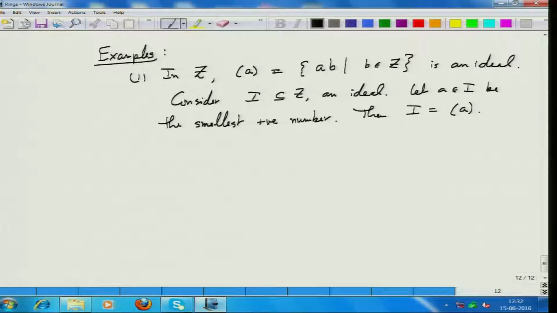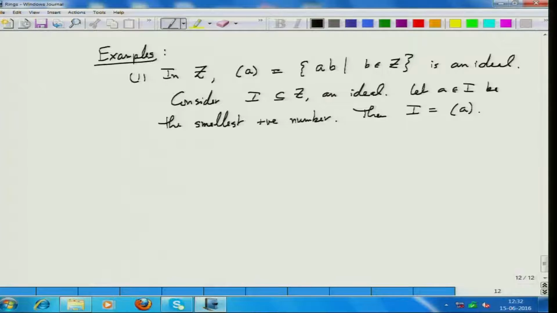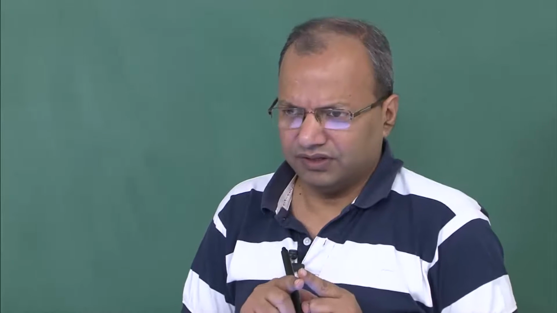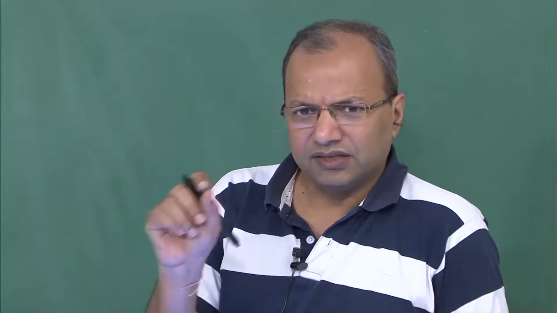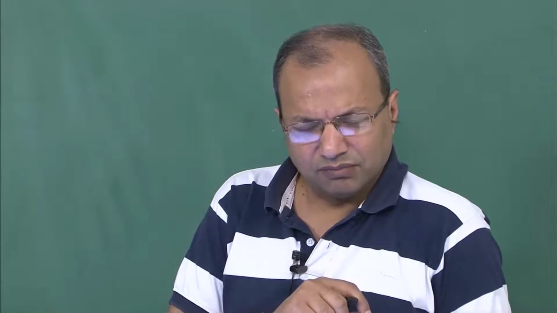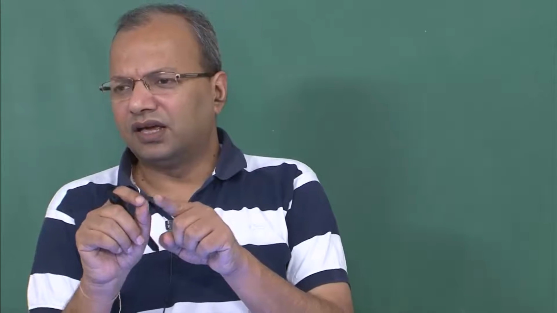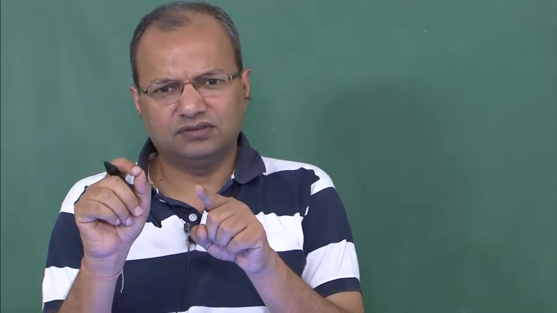Suppose there is a number which is not a multiple of A in I. Let that number be B. Take the GCD of A and B. That's a number smaller than A. The GCD, by extended Euclid's algorithm, if you remember, can be written as A times alpha plus B times beta.